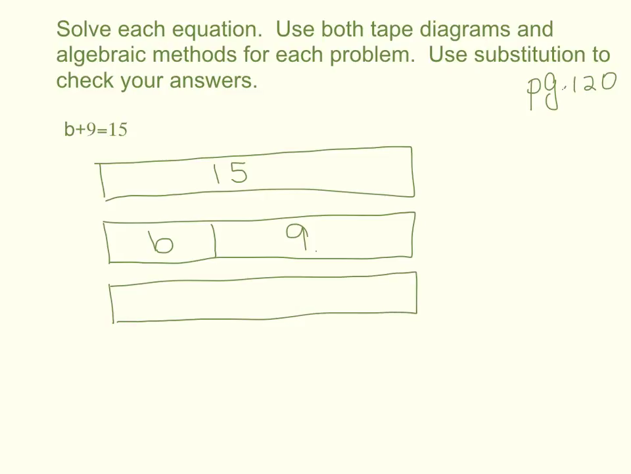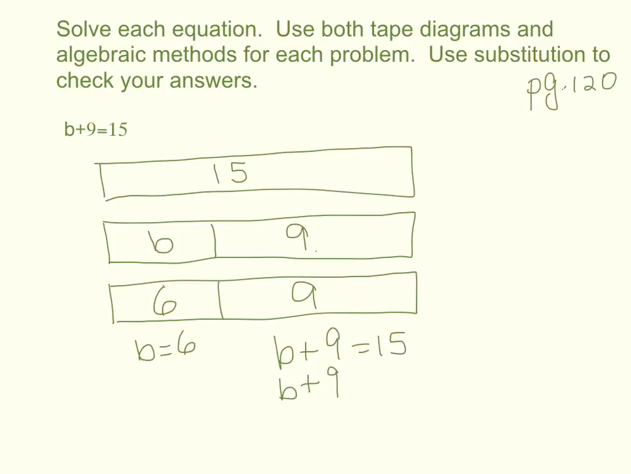Mathematically, we know that 9 plus 6 is going to equal 15. So we have b equaling 6. Let's take a look at how we would solve this algebraically. We write the algebraic equation b plus 9 equals 15. We're going to use the identity property to get rid of the 9 basically. We want to make sure that b is by itself so we can find out what it equals.